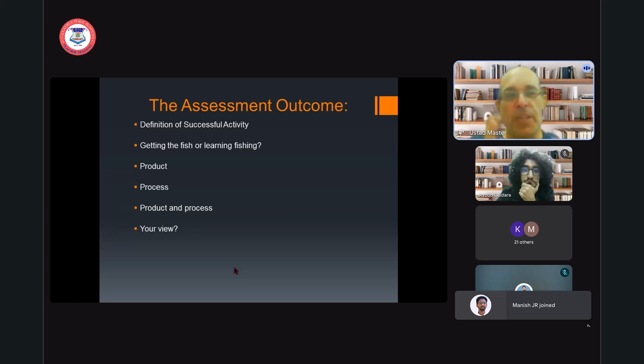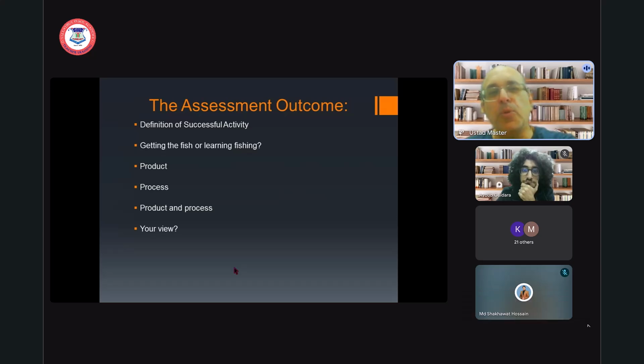So there are three definitions of a successful outcome. Number one, the product is important. Number two, the process is important. Number three, product and process are both important. For me, process is important because if I train them really well, and they learn how to work on critical thinking tasks, we will always have a good product, which comes from a good process.